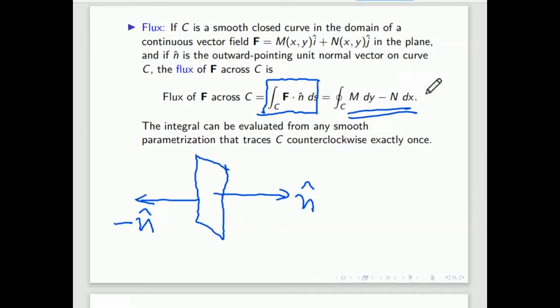Otherwise, we can apply this formula. I will prove that these both are equal. So if it is 2 dimension, always use the second formula. Don't calculate the normal and all. It is equivalent to this.